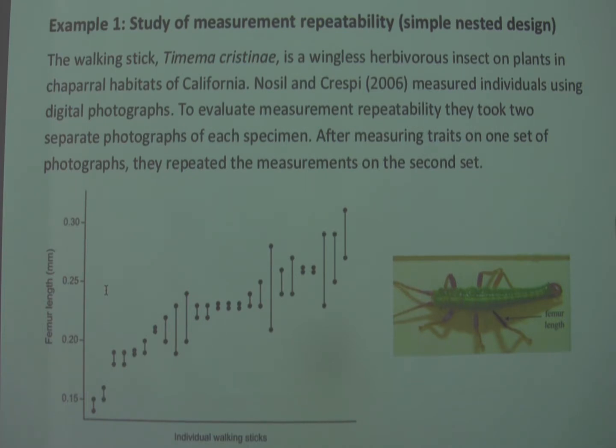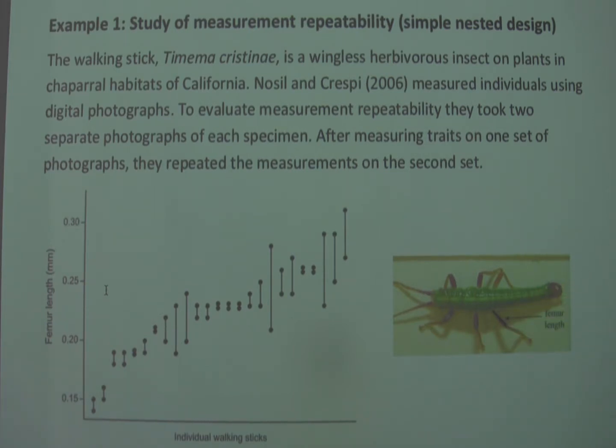Went back to the specimens that he had already measured, took them out of the envelope, repositioned them, put the camera overhead, took a picture of them again, and then digitally measured femur length again. So he didn't just take two photographs of the same mount, essentially, and then measure them twice, or measure this length twice in the same photograph.